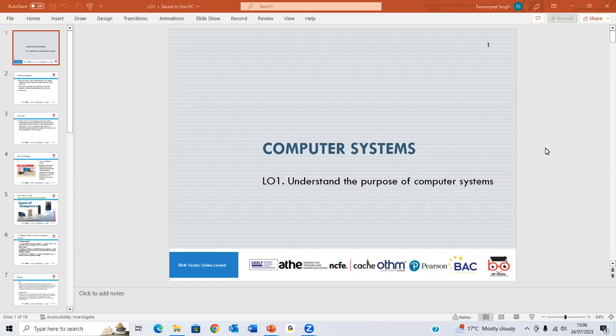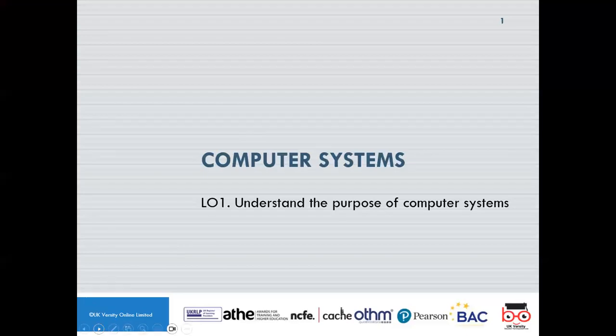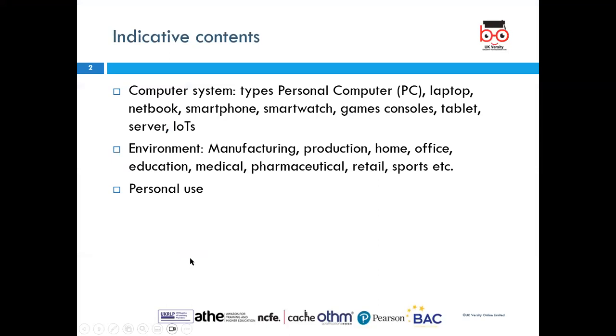So this unit is a computer system, which is pretty much a theoretical unit. So let me just make it as a slide presentation. Presentation mode. So for today's session, we are just simply going to introduce a computer system. We're going to look at the types of personal computers, laptop, netbook, smartphone, and all these IoT devices. Then we'll now look into the environment and where we're going to find these technologies.